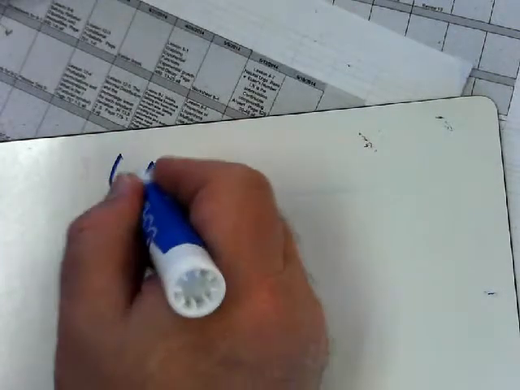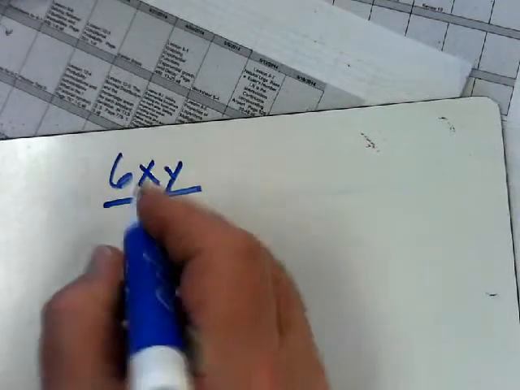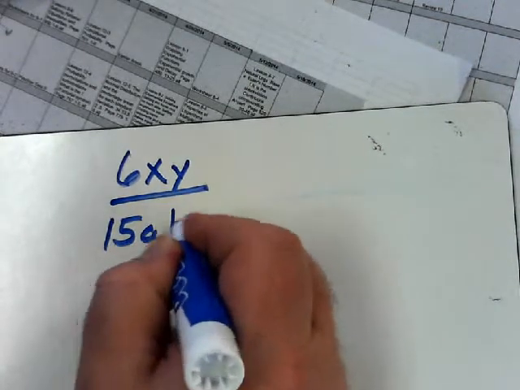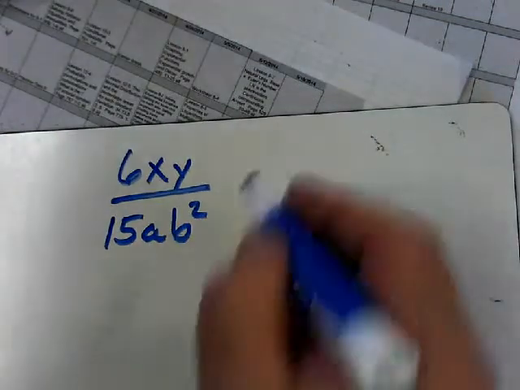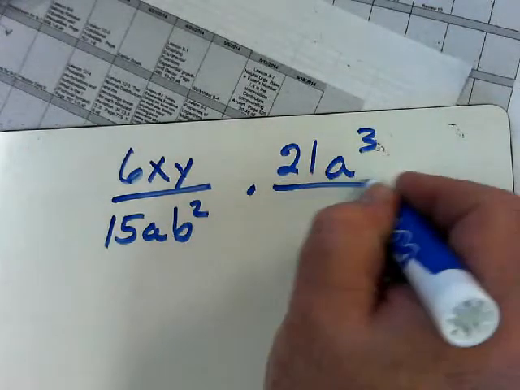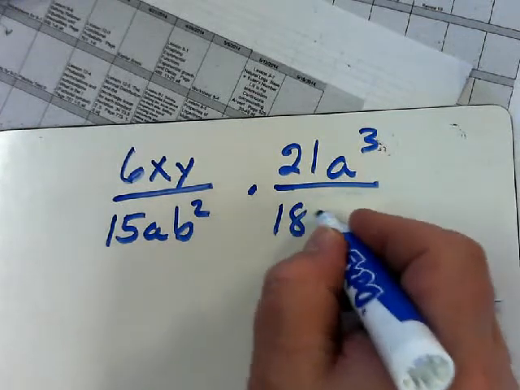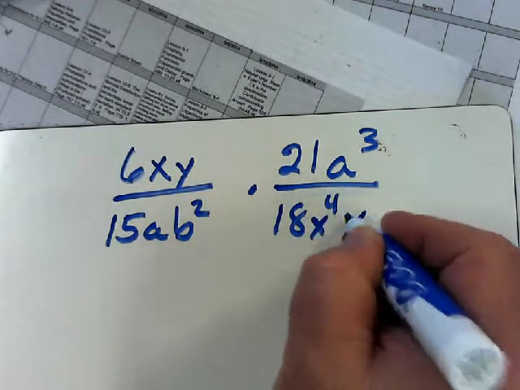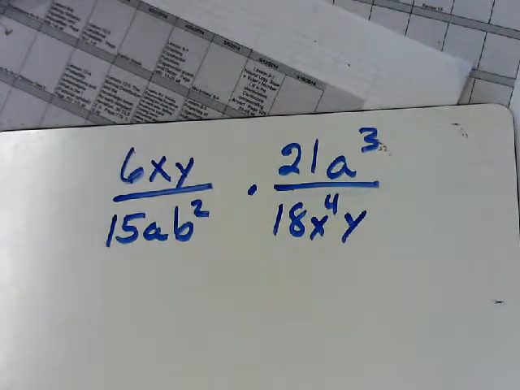Here's another one. 6xy over 15ab squared times 21a cubed over 18x to the 4th y. Okay.